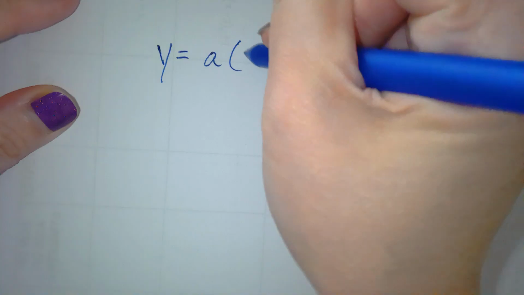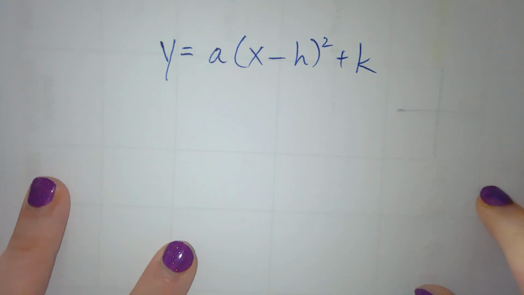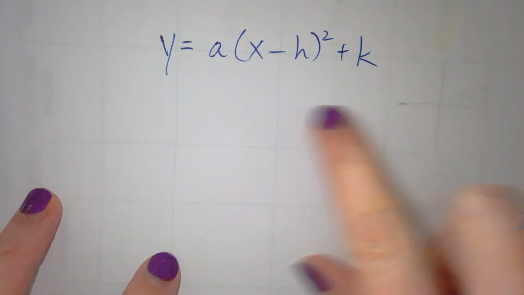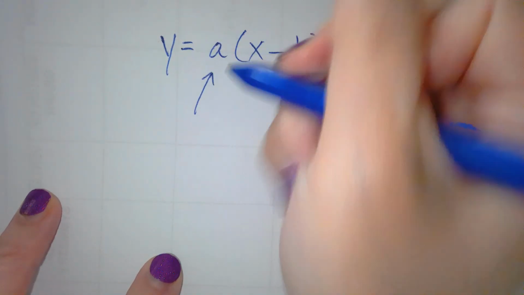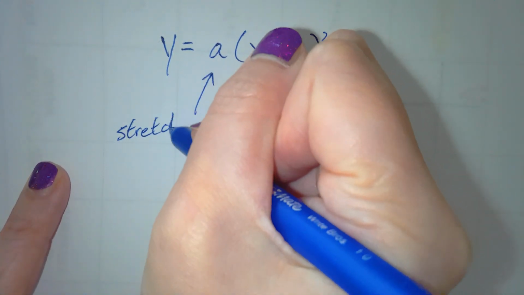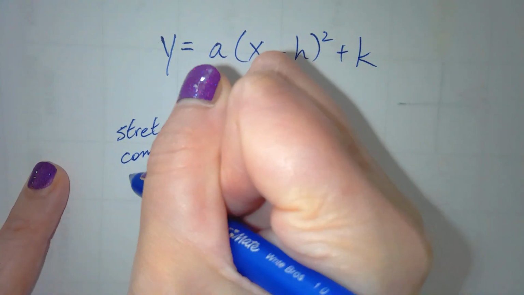So in general, we have this equation: y equals a(x minus h) squared plus k. The ones that we just did, the hardest ones ever, are in this form, where it's a mix of all three types. The a, as we said, is a stretch or compress or reflection.